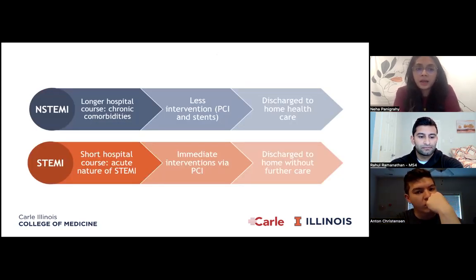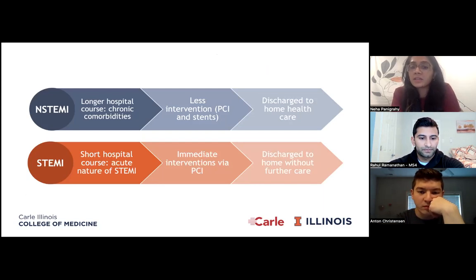So to conclude, NSTEMI patients typically had a longer hospital course, possibly because they had chronic comorbidities that contributed to them staying longer in the hospital. Oftentimes they had less intervention in terms of PCI and stents. And they were also discharged to home health care, which means they were requiring more support when they left the hospital.